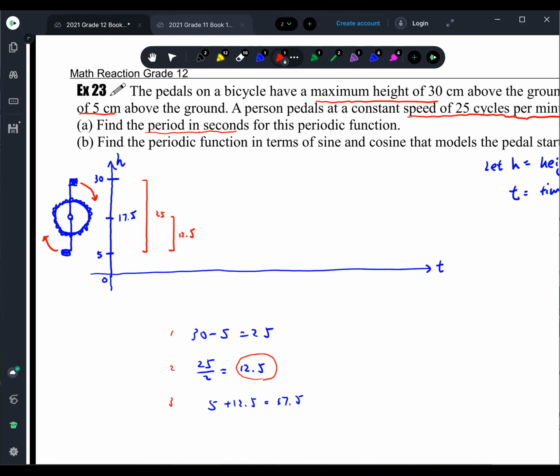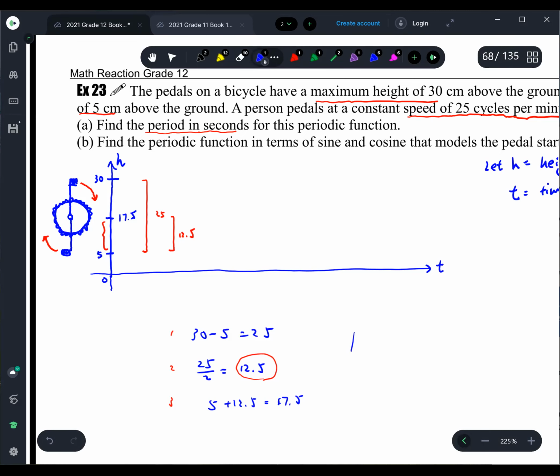Okay, so this part is very important. The 12.5 is the distance from the middle to the lowest, but not the location, not the coordinate. A lot of the time we just divide it by 2, then think it's in the middle, but it's only talking about distance.